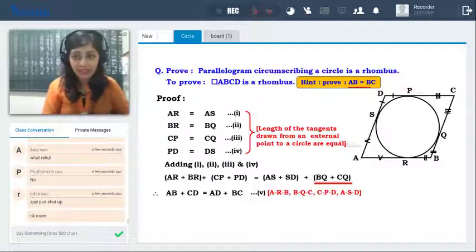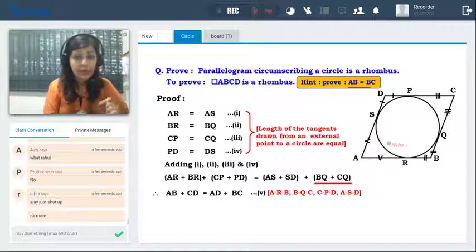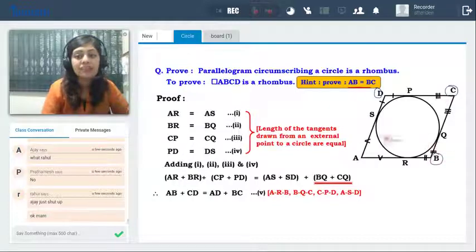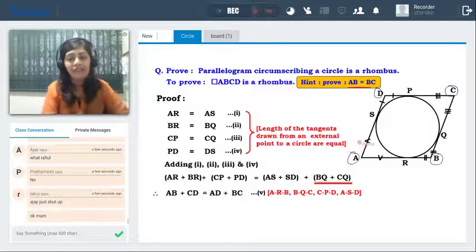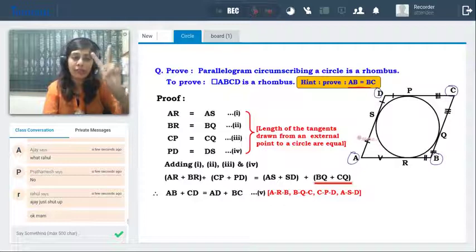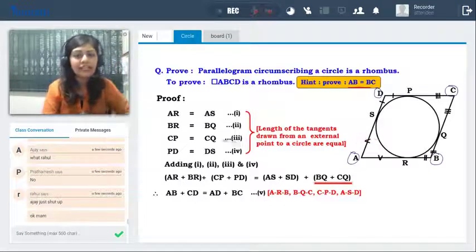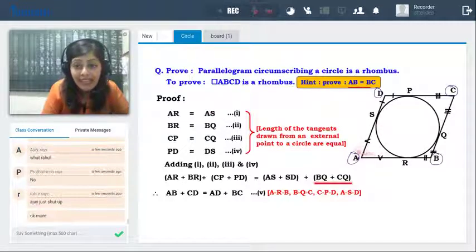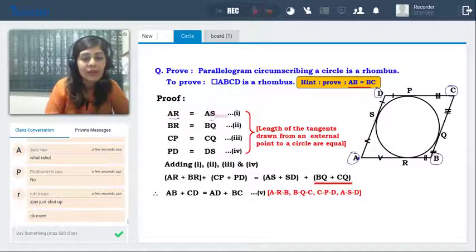Okay, now pay attention. Again, quadrilateral circumscribing a circle. All vertices of the quadrilateral are external points for the circle, and from every external point we have two tangent segments, right? Let's quickly note them. AR equal to AS. Yes, from A, look at the external point and move till the point of contact. So AR equal to AS.